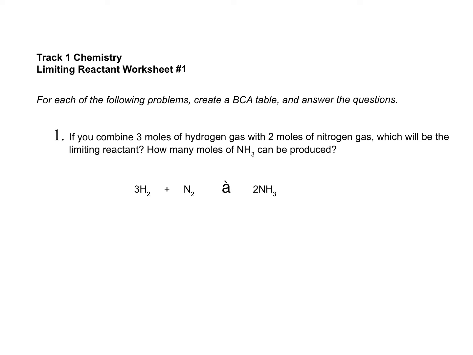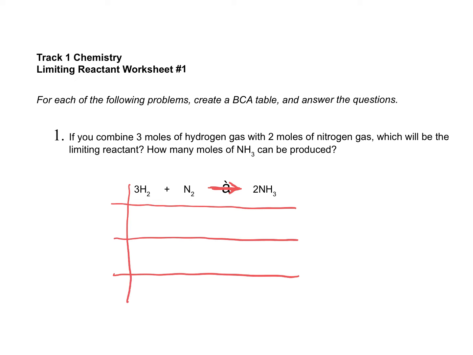Now, the first thing that you've probably seen is this is kind of weird looking. There's this crazy symbol here that shouldn't be that at all. It should just be an arrow. So this is our balanced chemical equation. And we always use a BCA table. So why don't I just draw a BCA table right away? We haven't even looked at the problem yet, but let's just go. So that's before and change and after.